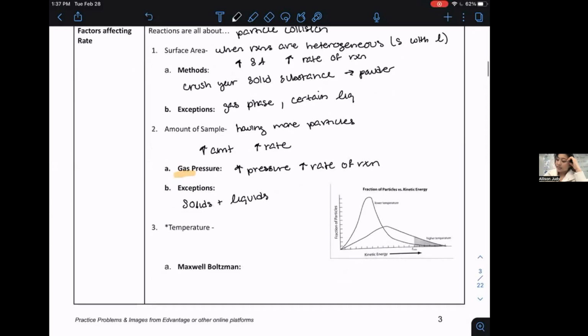Right? Now, a guaranteed, really effective way that most chemists go about increasing the rate of reaction, Maggie, why?